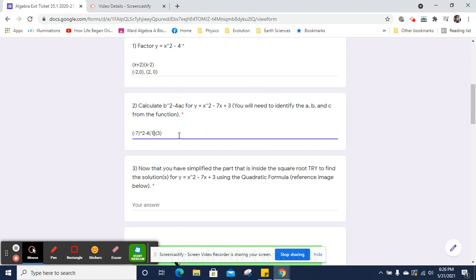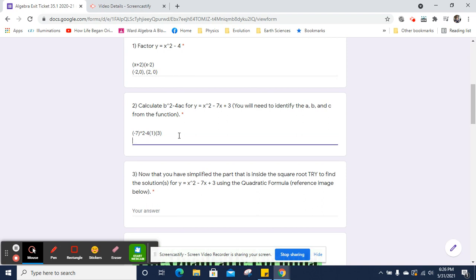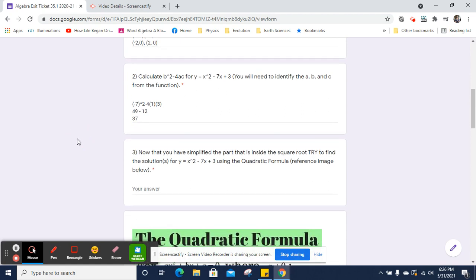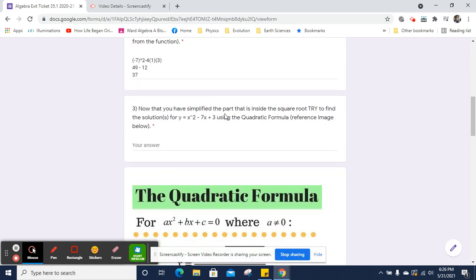So let's calculate all of this. 7 squared, the square of negative 7 is still positive 49, same as the square of 7. And then I'm going to be subtracting 4 times 1, so that's 4, times 3, and 4 times 3 is 12. And so 49 minus 12 is 37. Okay, now that you've simplified that part inside the square root, try to find the solution for all of this using the quadratic formula.